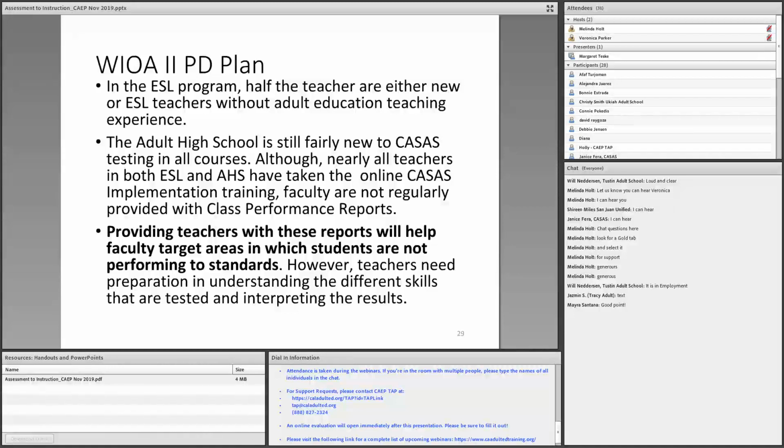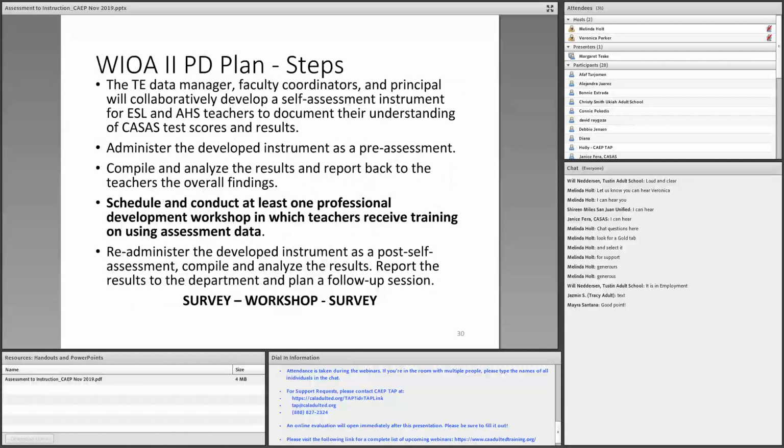The adult high school group was fairly new to CASAS testing, so even though nearly all the teachers had taken an online CASAS implementation training, the teachers were not regularly provided with class performance reports. So providing teachers with these reports would help the faculty target areas in which the students were not performing to standards. But in order to do that, they needed to get their teachers prepared by understanding different skills that are tested and how to interpret the test results.